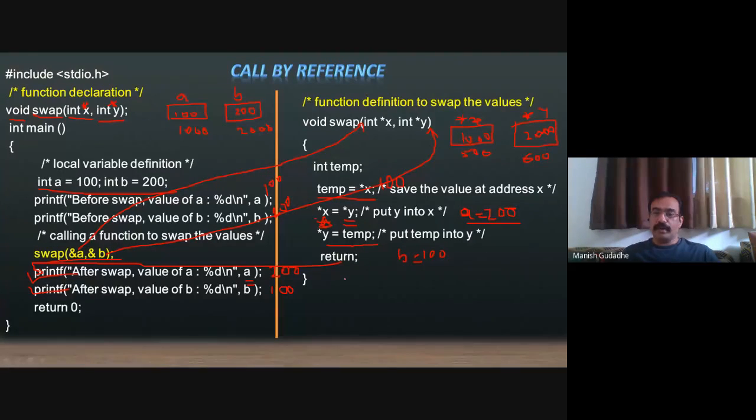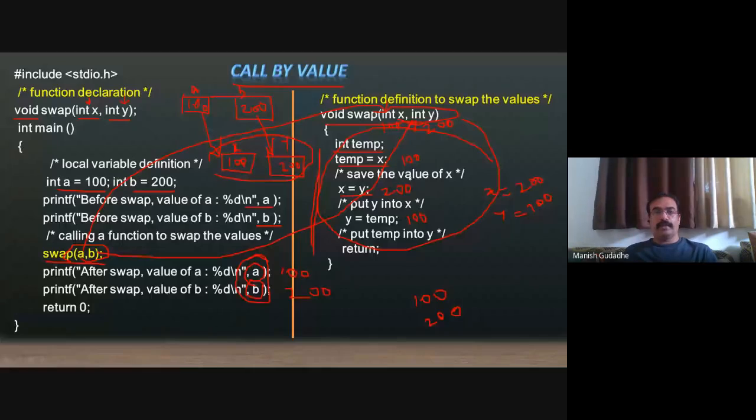Understood? Okay. So this is the difference between call by value and call by reference. Here we are passing the address and we are making all the changes at the address directly. So at 1000, whatever may be the value is going to get changed. And similarly, the value at 2000 is also going to change to 100. So this is call by reference, and earlier was call by value.